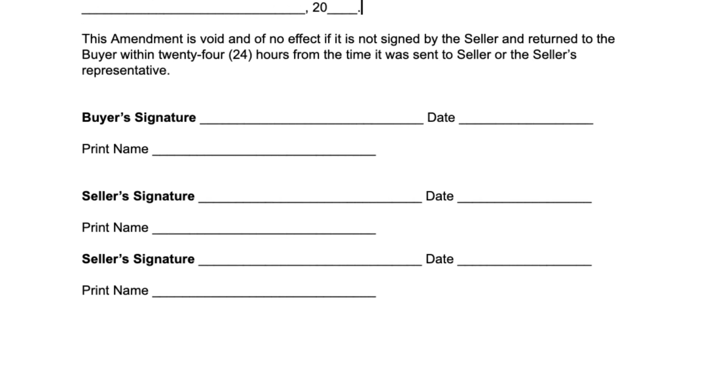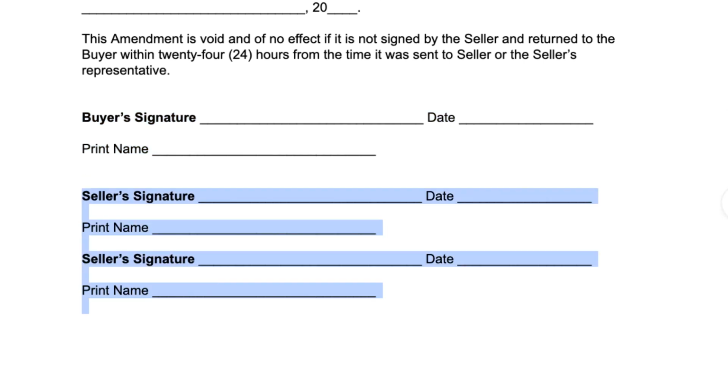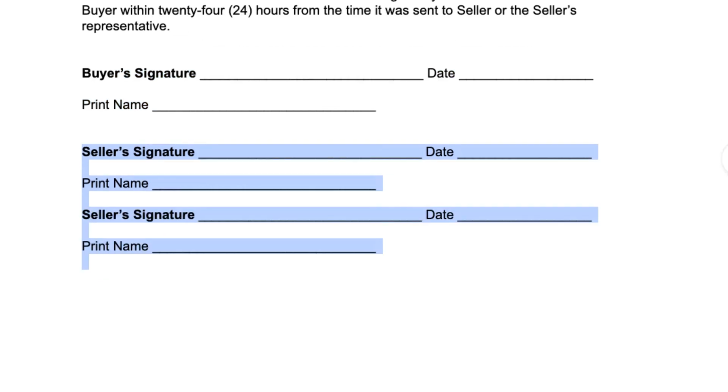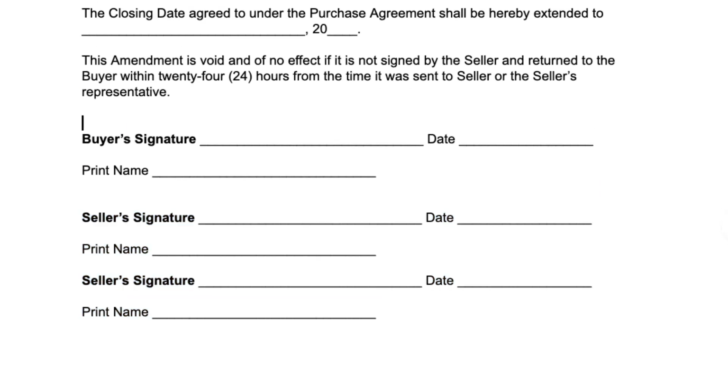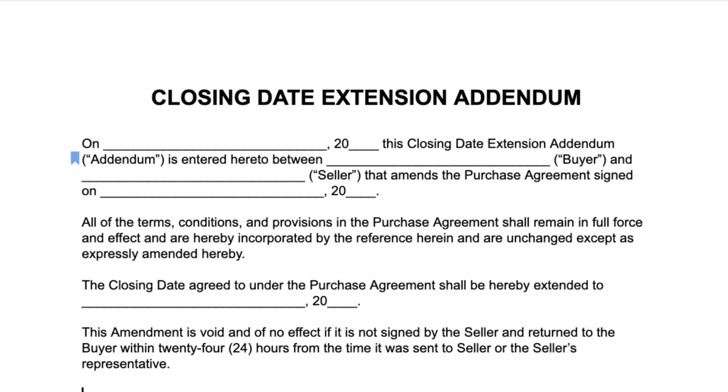It goes on to say, this amendment is void and of no effect if it is not signed by the seller and returned to the buyer within 24 hours from the time it was sent to the seller or the seller's representative. Then all you got to do is sign here. You have the seller or sellers sign below and print as well. Add the date, and there you go. You have a contract extension. Really simple agreement, 1-page agreement that anybody can incorporate into their business.